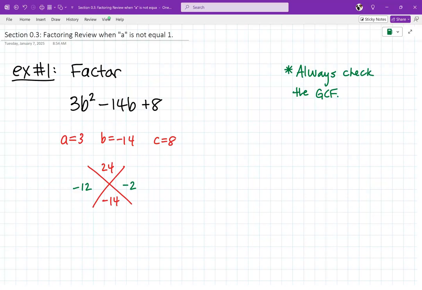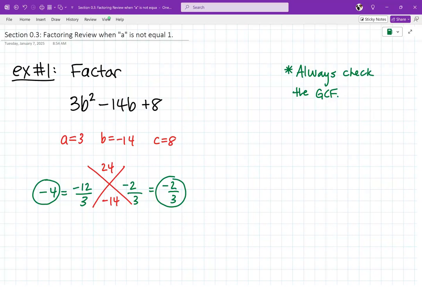So these are my solutions, but a is 3, so I'm going to have to divide. Now, the negative 2/3 is just going to stay negative 2/3. Nothing happens to that one, so I'm just going to leave it like that. But the negative 12/3 becomes a negative 4, and that'll be my other answer.